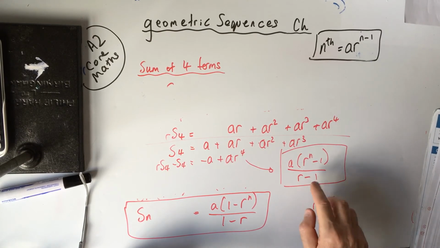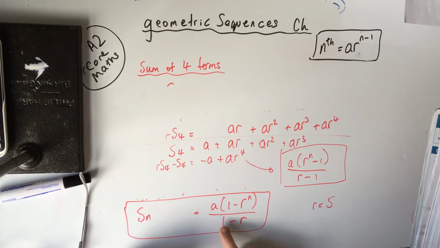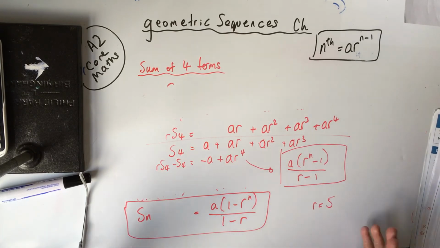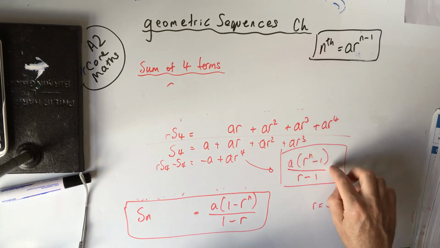I've got a positive number on the bottom, and the maths is just a little bit easier. Whereas if I use this one, I've got 1 take away 5, which is minus 4, and then I've got to divide through by minus 4. You're just dividing through by negative numbers, and you've just got to be a little bit more careful. So I tend to use this one.